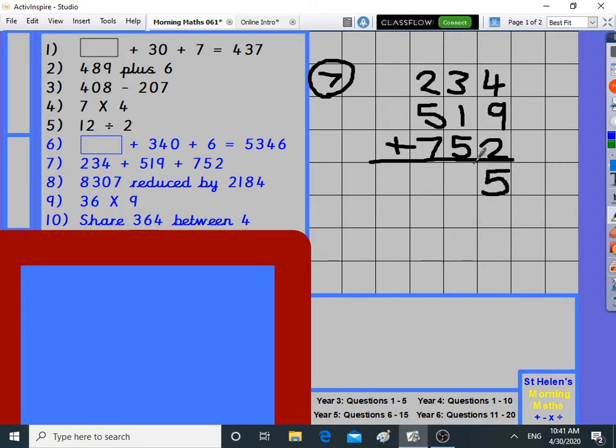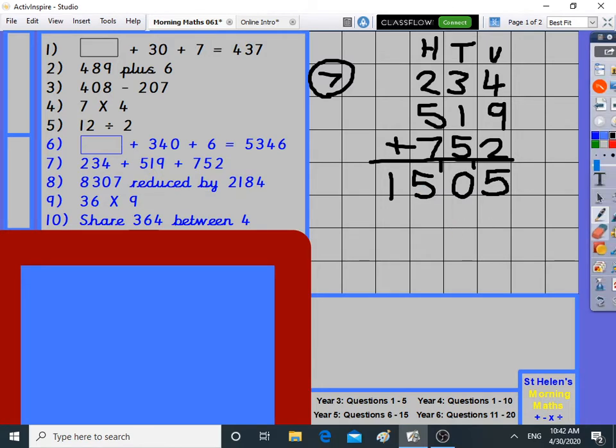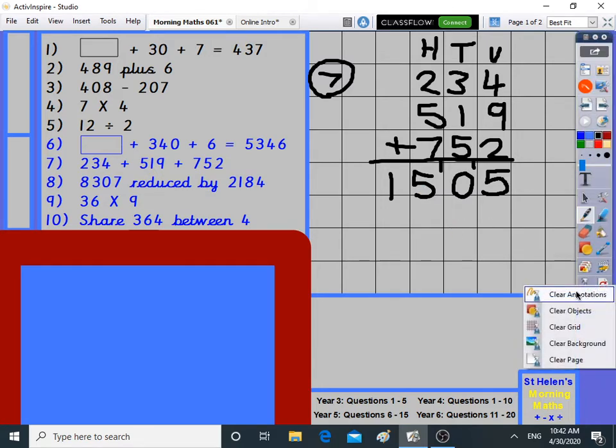Pause if you're a bit behind with the copying, because it's much quicker on the mouse than when you're writing neatly with a pencil. 4 plus 9 is 13, plus 2 is 15. In the middle column, the tens column, is going to be 3 plus 1 plus 5. 3 plus 1 is 4, plus 5 is 9, plus 1 is 10. 2 plus 5 is 7, plus 7 is 14, plus 1 is 15. 1,505 is the answer to number 7. And we're on to number 8.